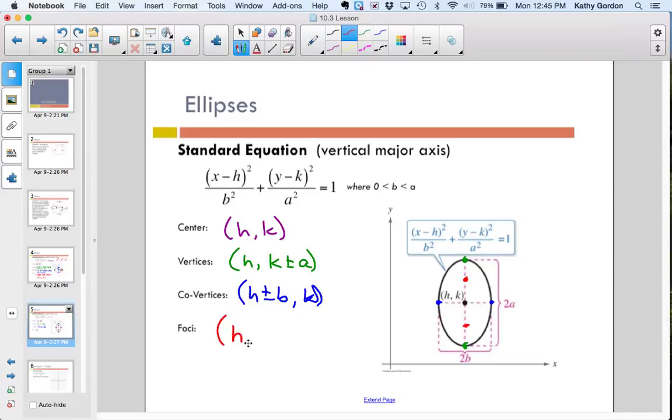(h, k plus or minus c). And c is still: c squared equals a squared minus b squared. That doesn't change based on horizontal or vertical. That is true no matter what for an ellipse.